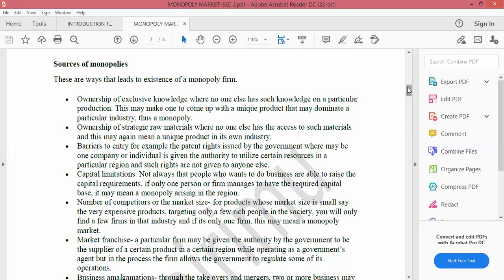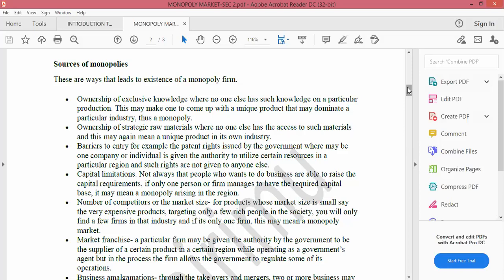Barriers of entry may be put through the government's patent rights issued, maybe through the copyrights as such. You dominate your own world where the rights haven't been issued to any other, and as such, you also qualify to be a monopoly, a kind of a firm.